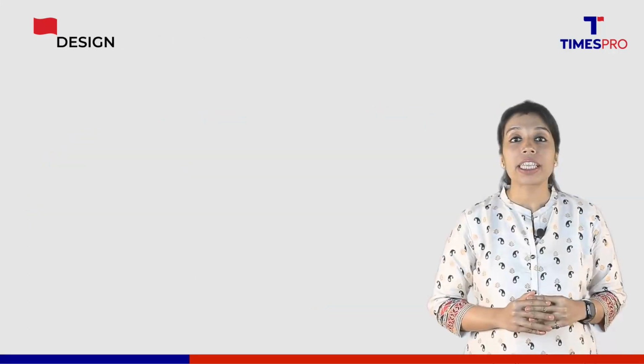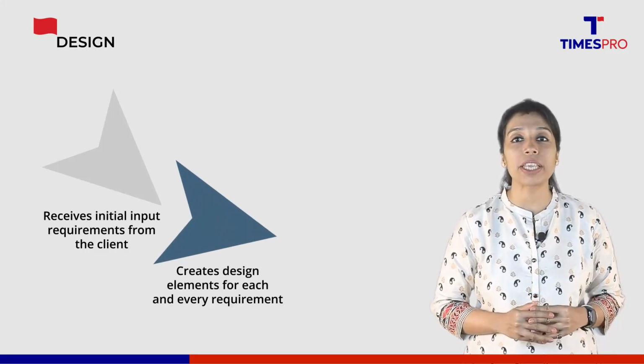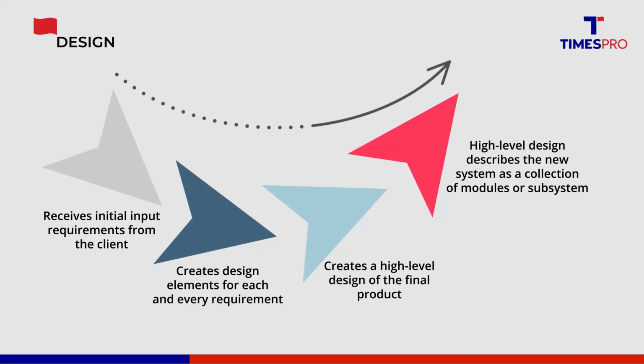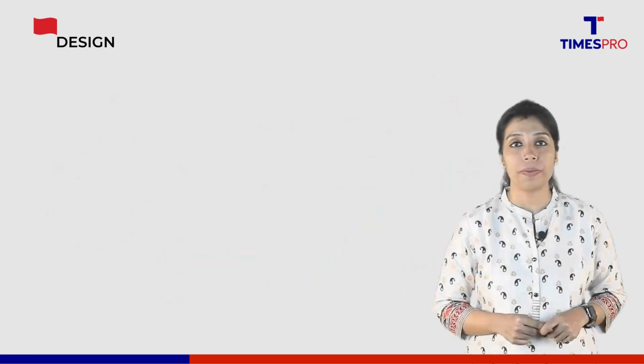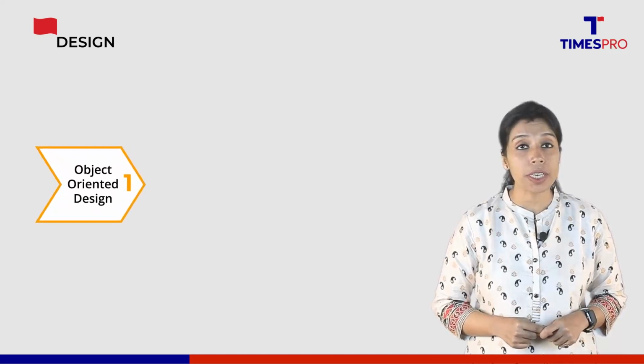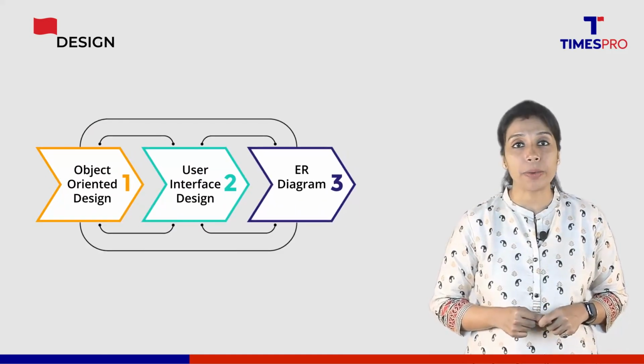The next phase is the design phase. The initial input for this phase is the requirements received from the client. The design elements are created for each and every requirement. A high-level design of the final product is created in this phase. This high-level design describes the new system as a collection of modules or subsystems. Examples of the design include an object-oriented design, a user interface design, or an ER diagram.